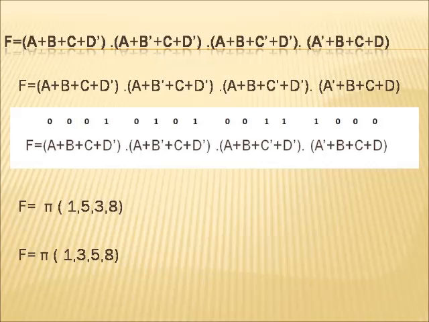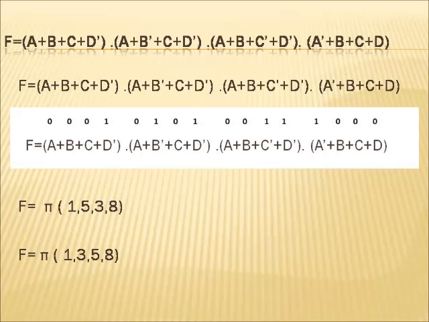Okay, now I am writing the decimal values equal to the above mentioned binary values. 0 0 0 1 is equal to 1 in the decimal system, then 0 1 0 1 is equal to 5 in the decimal system. Then we have 0 0 1 1, which is equal to the number 3 in the decimal system. Then we have the last one, 1 0 0 0, which is equal to 8 in the decimal system.